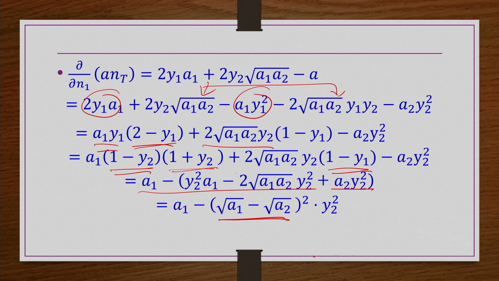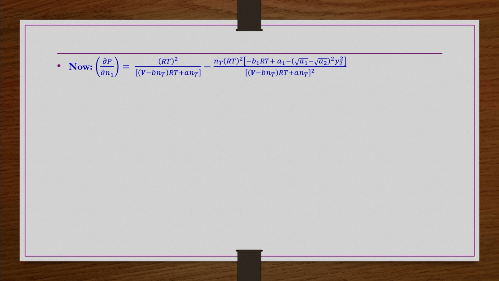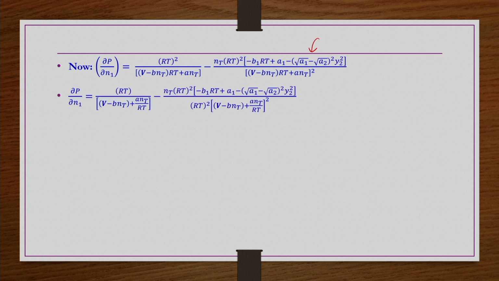So, in place of dou by dou N1 of A Nt, you can write it as square root of A1 minus square root of A2, whole square, Y2 square. That if you write in that particular term, this is what we will get. Okay. This is what we have in place of dou p by dou Ni by substituting; this particular term is nothing but dou by dou N1 of A Nt, that is what we had now. Okay. And this particular term is nothing but dou by dou N1 of B Nt.